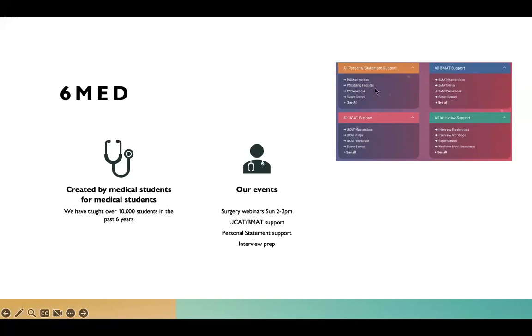Similarly, we also offer personal statement support. There's a masterclass on how to actually write the personal statement. But once you start writing it, there are also things like how to edit your redrafts. One thing we offer is you sending in your personal statement and current medical students looking at it and trying to help you edit it or giving you some comments on how to improve.